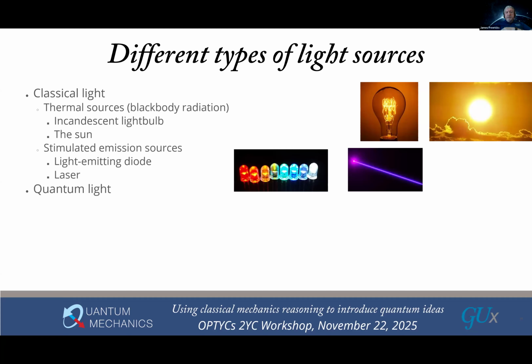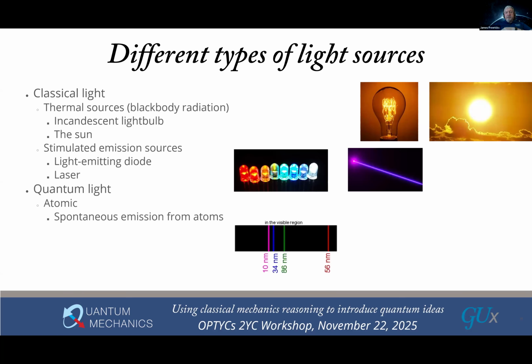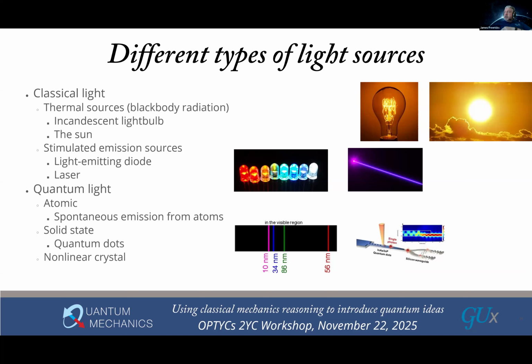They're not quantum. For quantum light, you need to have very specific atomic transitions, so spontaneous emission from atoms will be a single photon source. In the solid state, you can make sort of artificial atoms out of quantum dots, and this is becoming something that technology really likes, using quantum dots as single photon emitters. Then there's also a way to create them in entangled pairs using nonlinear crystals with something called parametric down conversion.